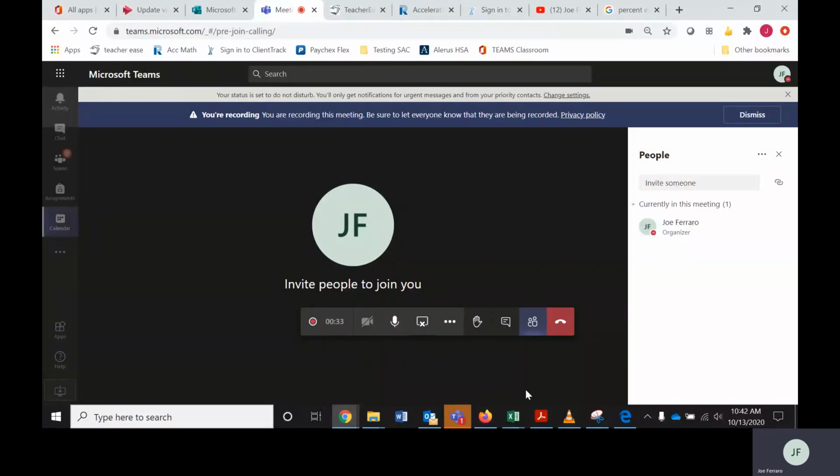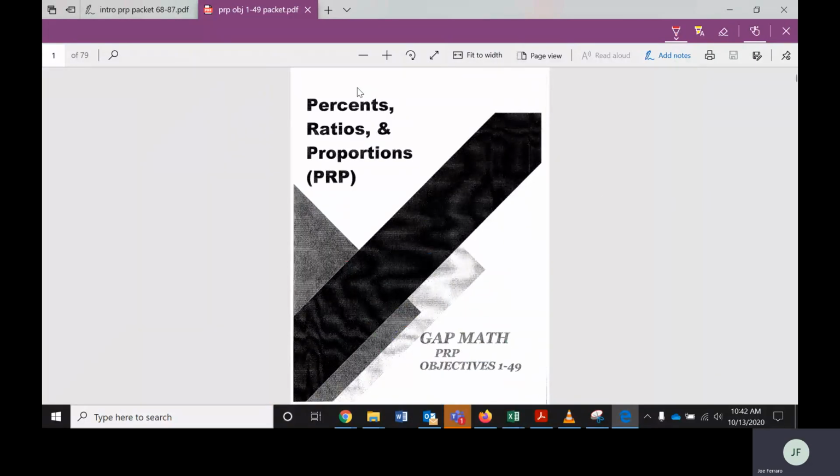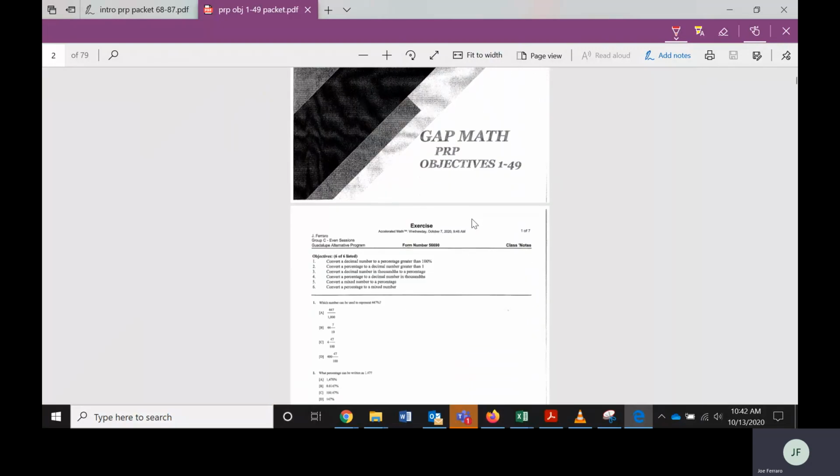So you will need your packet out that looks like this on the cover. Percents, ratios, and proportions, and we'll just call that PRP for short. And we're doing the videos and tests and things like that. So if you don't have that with you right now, grab that, and or hit pause and go grab that, and then come back and hit play.